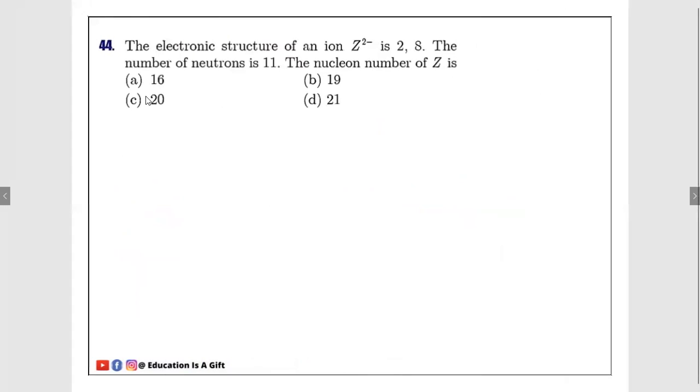Last two, 44th: the electronic structure of an ion Z2 minus is 2 comma 8. Okay, they gave the electronic configuration 2 comma 8. Basically, what is the meaning of 2 minus? 2 electrons got added. The number of neutrons is 11. Okay, so the number of neutrons is 11. The nucleon number of Z is. So they are asking about the nucleon number.